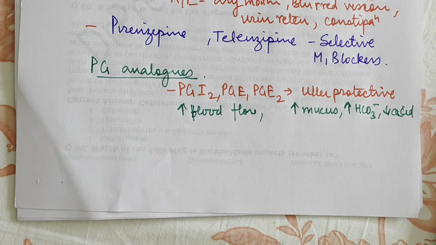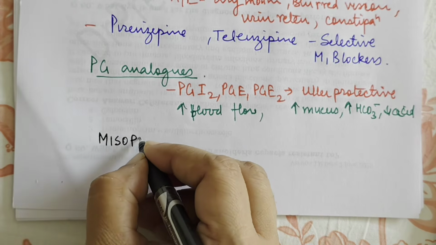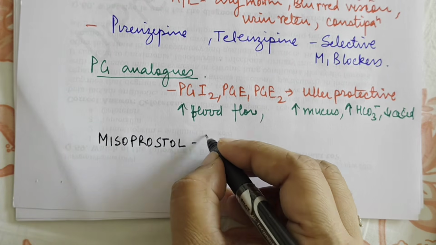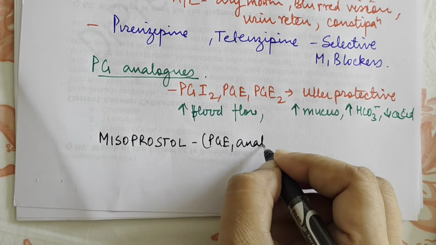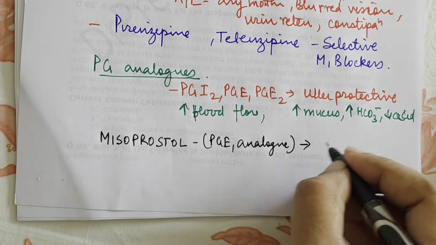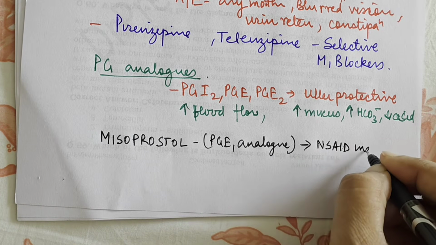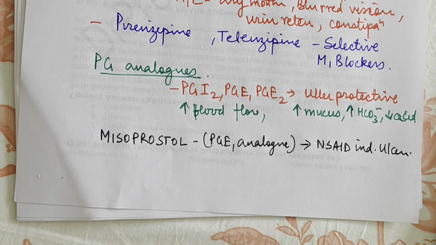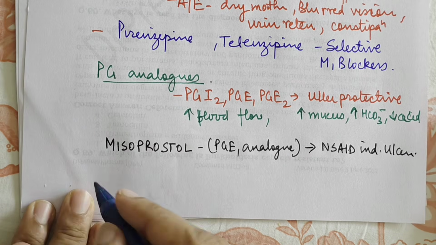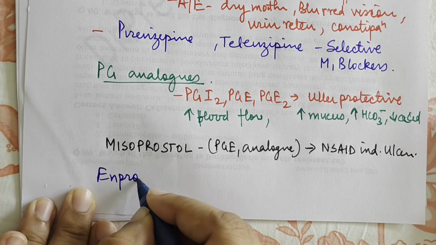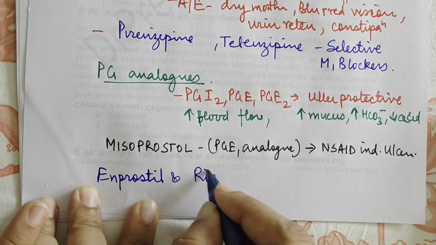So what is the drug which we have? The drug is misoprostol, which is a PGE1 analog, and this drug is found to be the most specific drug for NSAID induced ulcer. Okay, then we have other drugs also, that is enprostil and rioprostil.